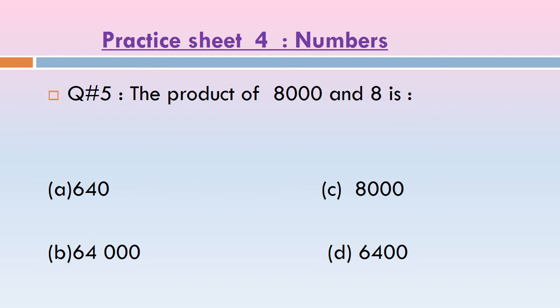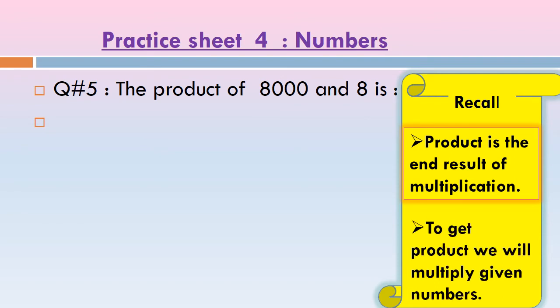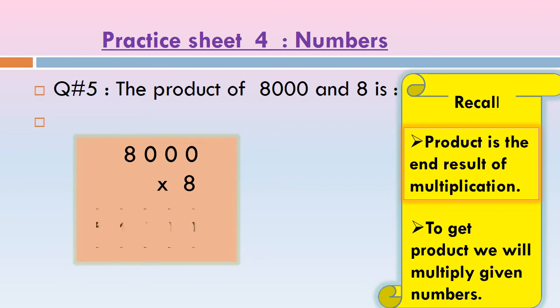Now next question, question number 5. The product of 8,000 and 8 is. If the product of these two is taken, what will be our answer? We find it. Product is the end result of multiplication. You have read this already. To get product, we will multiply given numbers. So it means we have to multiply these numbers to get our answer. By multiplying 8,000 with 8, we will get 64,000.